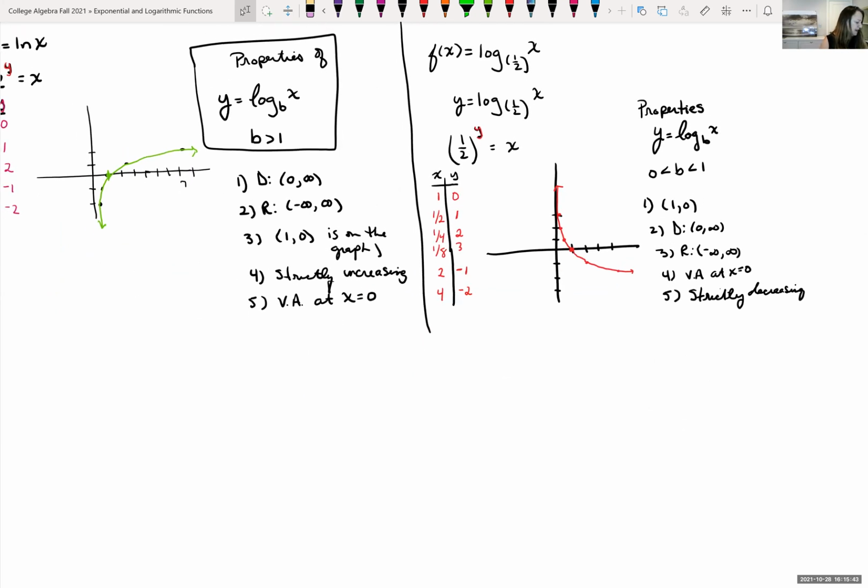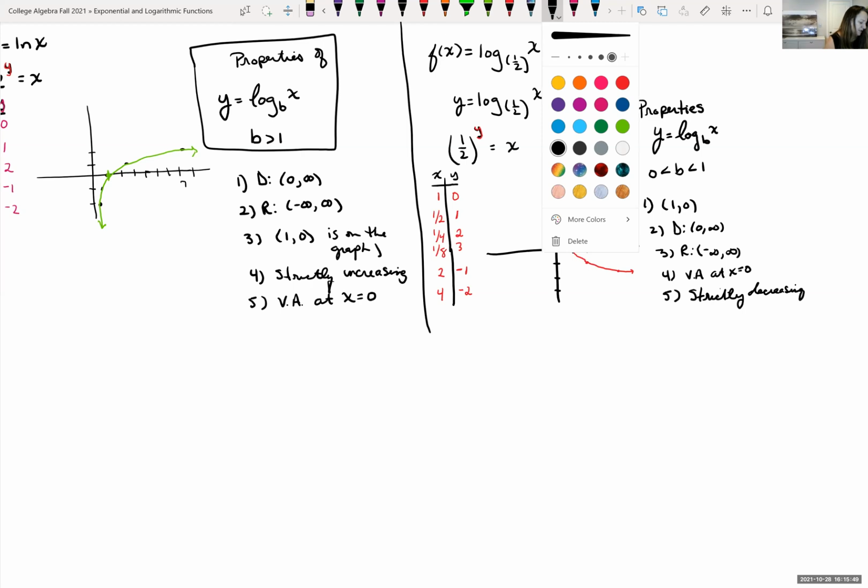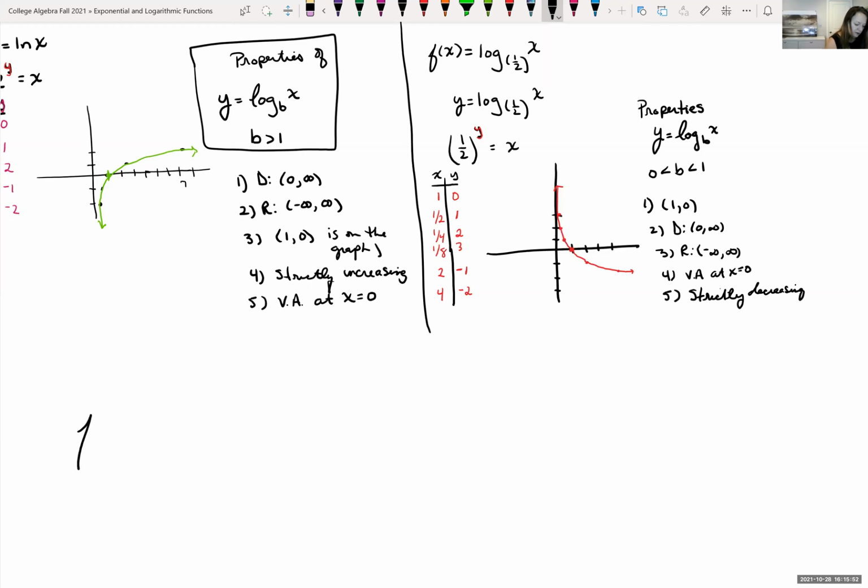So let's look at a couple of graphs. Let's say we wanted to graph using transformations f of x equals 3 plus log base 3 of x plus 2. Actually, there's a lot more than just graphing it. So let's actually look at all these problems.